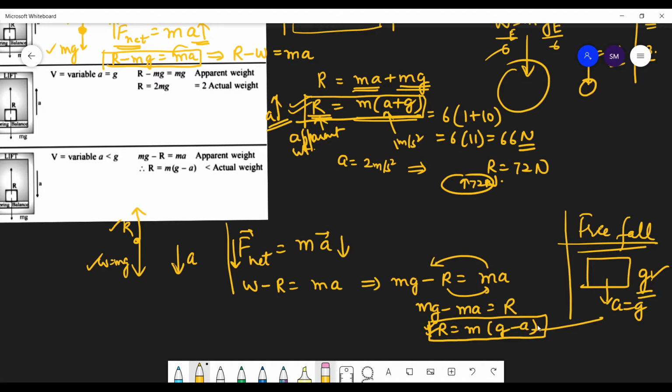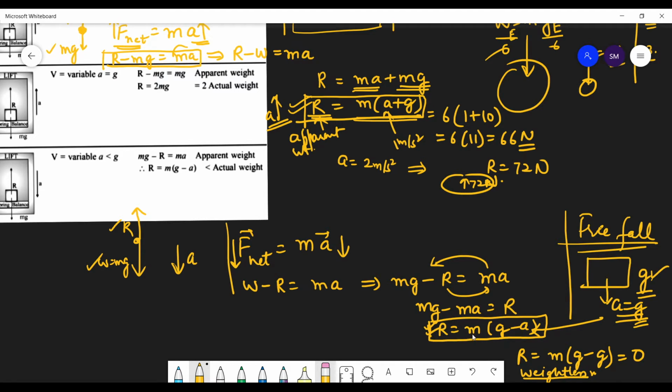If the lift is falling down with acceleration due to gravity G, put A equals to G here, students. What will be the value of R? Your apparent weight equals to M into G minus A, and A also equals to G because the lift is falling freely. So G minus G is equals to 0. So M into 0 is 0. So that is weightlessness. So you will feel that you are weightless. In the machine, the pointer will come to 0.